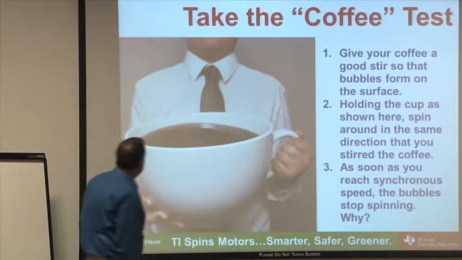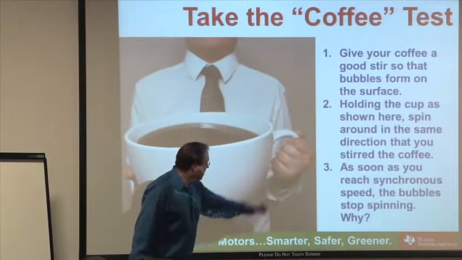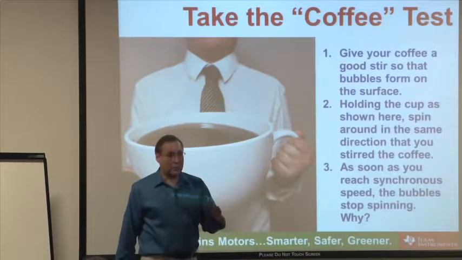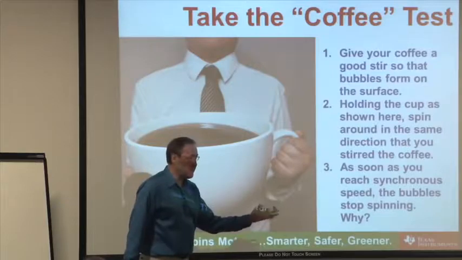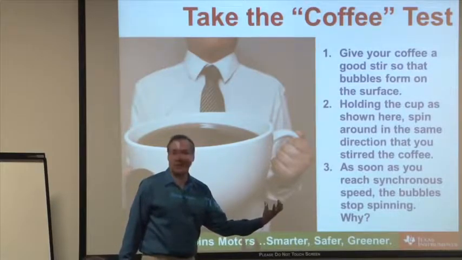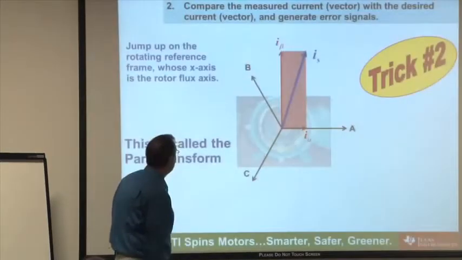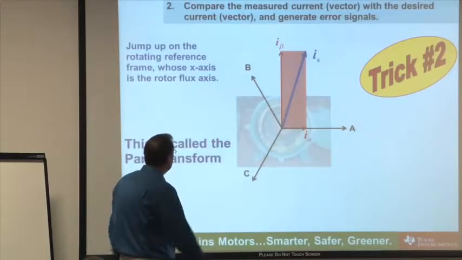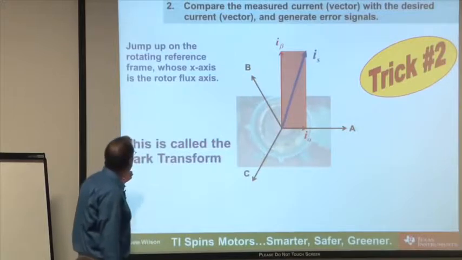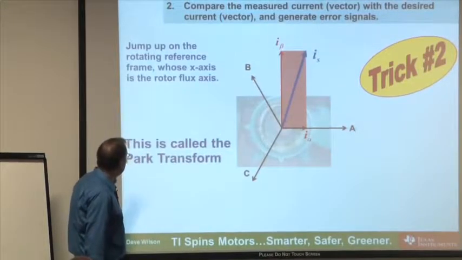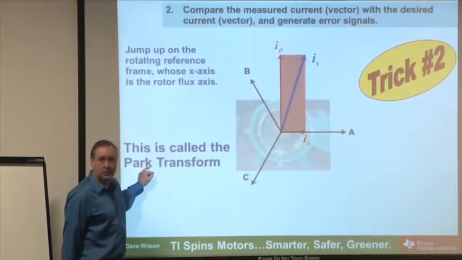But yeah, you'll see that the bubbles will stop spinning, and the reason, of course, is you've jumped up on the rotating reference frame, and now everything has become stationary. It's become DC. So finally, here's what I was going to tell you. The way we do that, and this is the second trick, is we do what's called the stationary to rotating frame transform, which is called the Park transform.